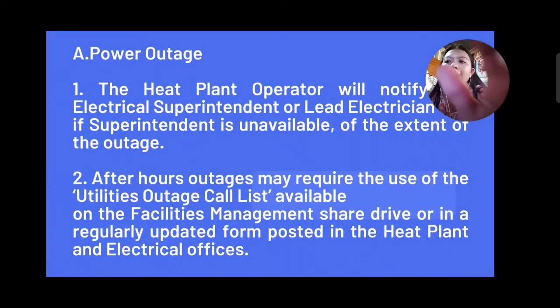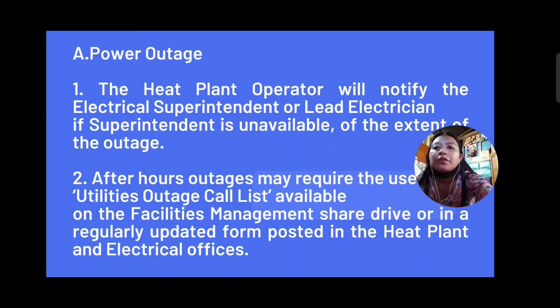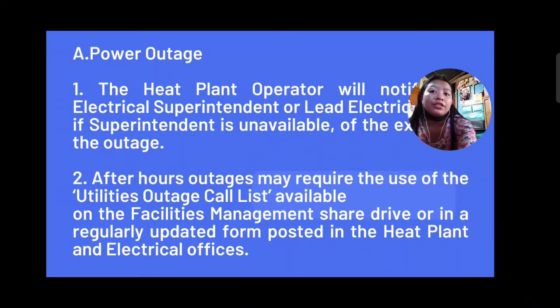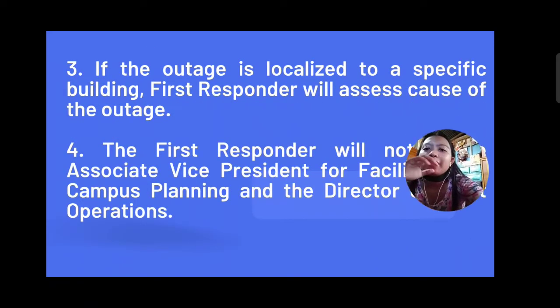The heat plant operator will notify the electrical superintendent, or the lead electrician if the superintendent is unavailable, of the extent of the outage. And then the second one is after hours outages may require the use of the utilities outage call list available on the facilities management share drive or in a regularly updated form posted in the heat plant and electrical offices.